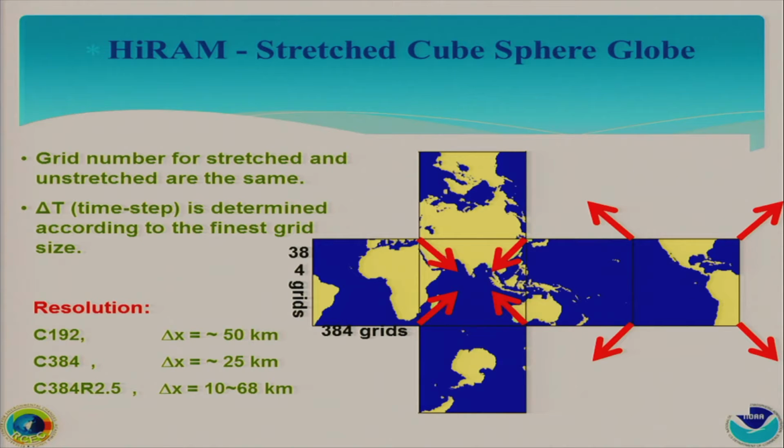Later I will use 3 different resolutions. One is C192, which is about a half degree, and C384, which is about a quarter degree. And the other setting is C384, but stretched with a factor of 2.5. So this will be a variable resolution ranging from 10 to about 70 kilometers.